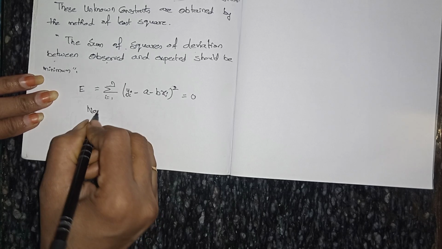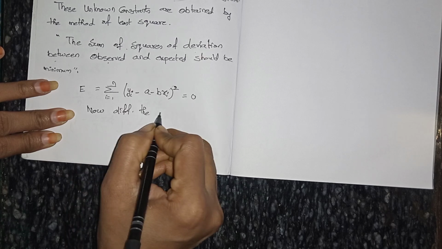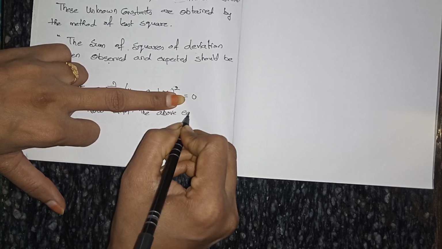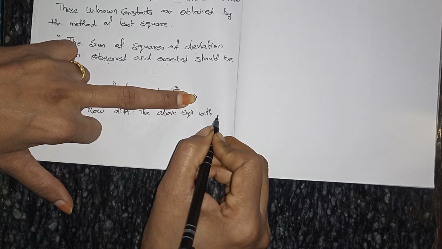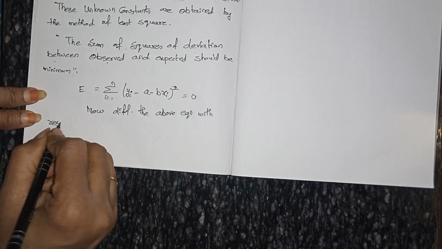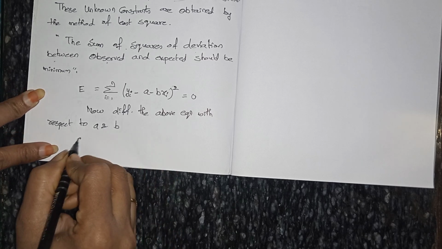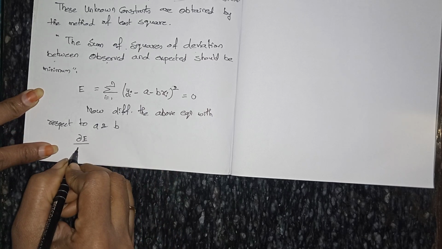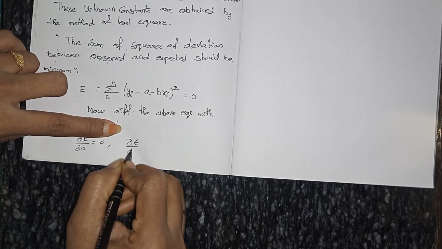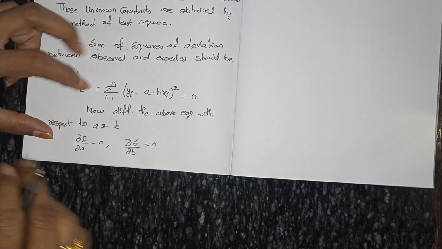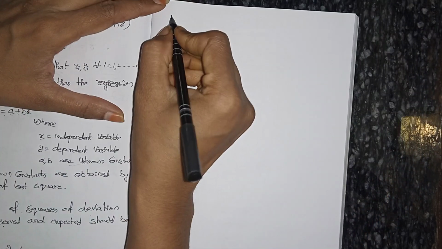Now partially differentiate the above equation with respect to a and b. So we get dou E by dou a equals 0, and dou E by dou b equals 0. Now we differentiate with respect to a.